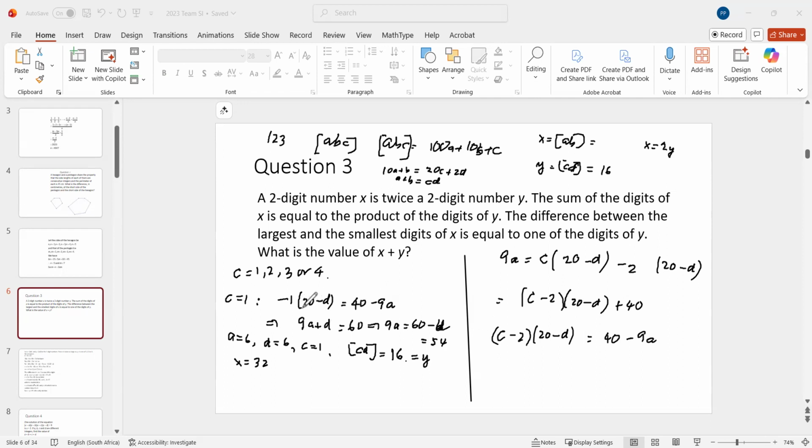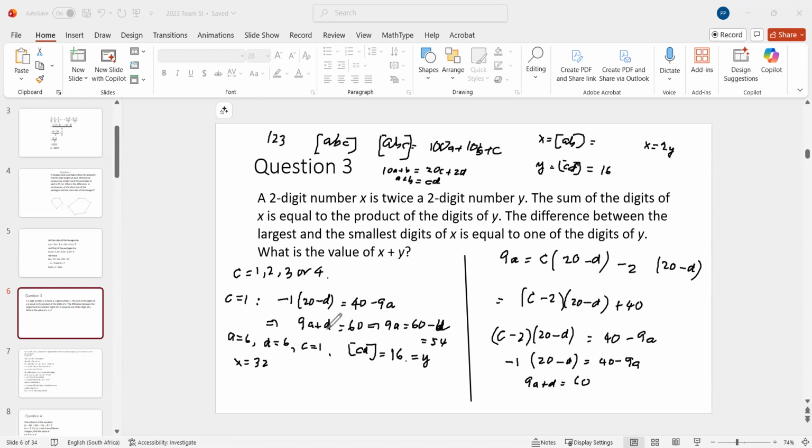When c is equal to 1, c equals 1, you get 9a. If c equals 1, you got minus 1 into 20 minus d is equal to 40 minus 9a. So you got 9a plus d is equal to 40 plus 20, which is 60. So that looks okay. So d has to be, oh, I see.